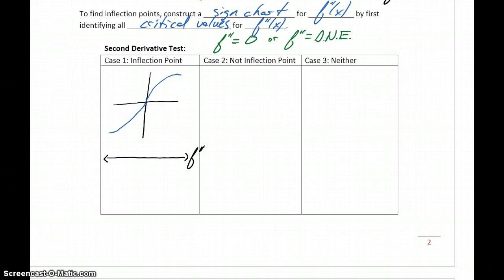So looking at our second derivative, we would have a point where either the second derivative was equal to 0 or undefined. And in this case, we would see concavity change from positive to negative or from up to down. So that would make x equals 0 an inflection point. And the reason being, again, because the concavity changed.